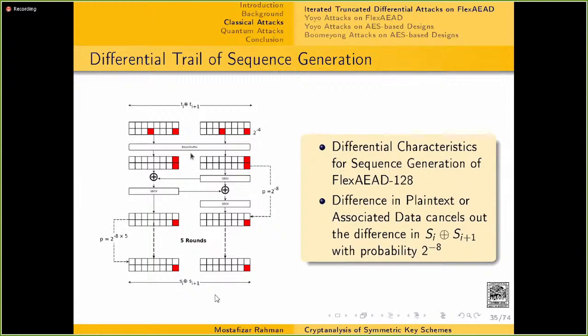Now, due to the effect of the block shuffle, in the start of the next round these 2 bytes will be activated, and then we can apply the effect of our AES S box and all the other observations that we have made to get this kind of SI XOR SI plus 1 in the end. Now, this SI XOR SI plus 1 can be cancelled out from the associated data or the plaintext, and in this way we can forge a new data.